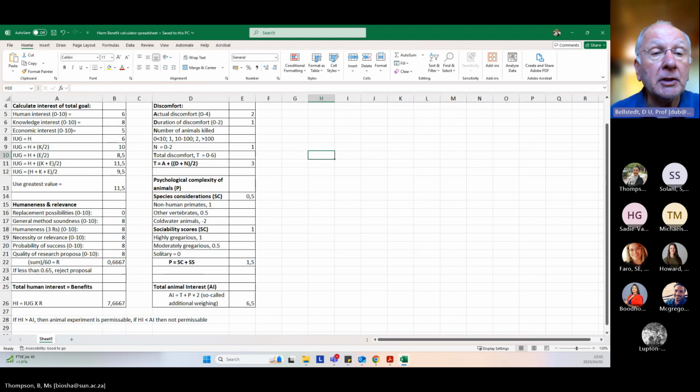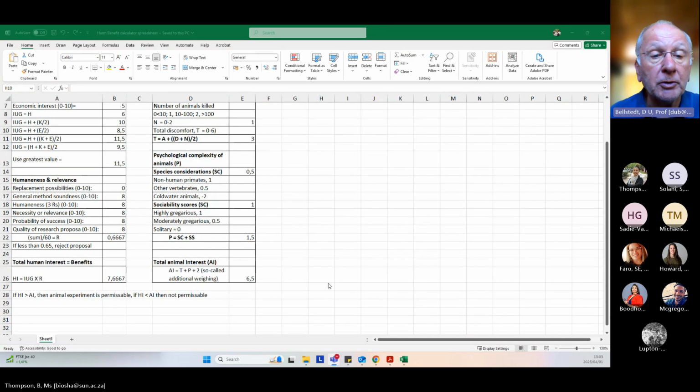On the right-hand side, we then look at the animal side, the discomfort, the duration of the discomfort, the number of animals. We feed that into a formula, and we get a figure of 3. Then we have a psychological complexity of the animals. In this instance, let's say they are chickens, or therefore other vertebrates, giving you a 0.5 there. Sociability scores, highly gregarious. Chickens are gregarious. We feed those together, we get 1.5. And then if we do this total animal interest, we get 6.5.